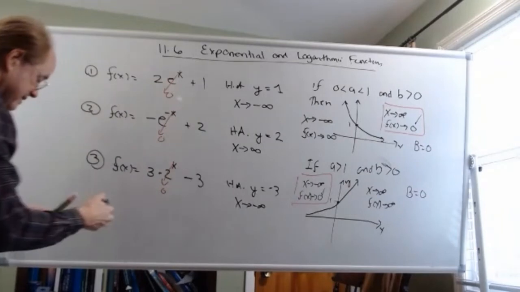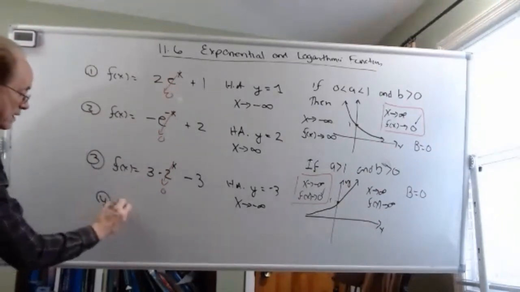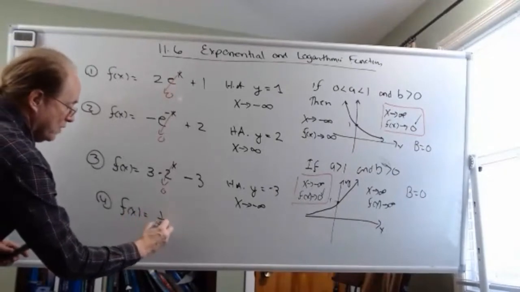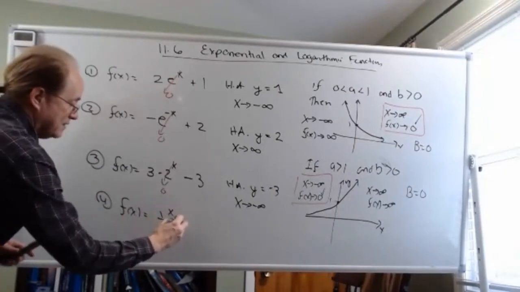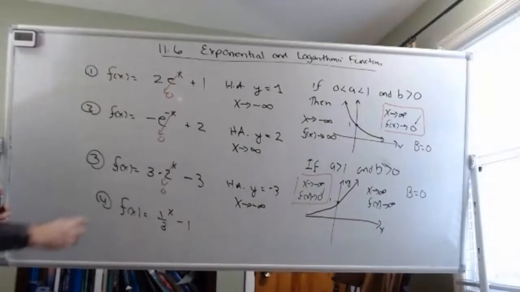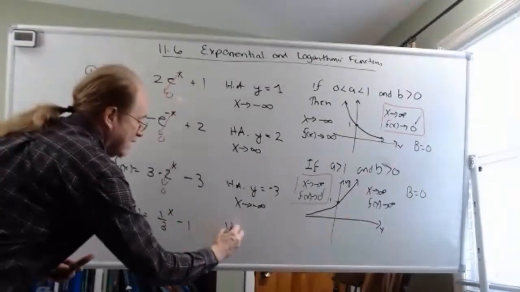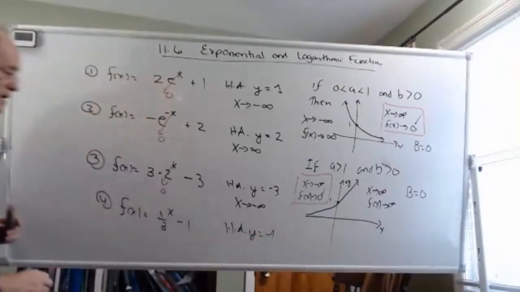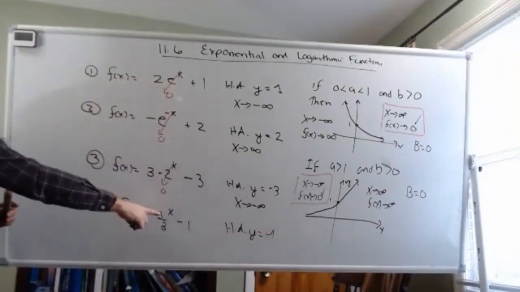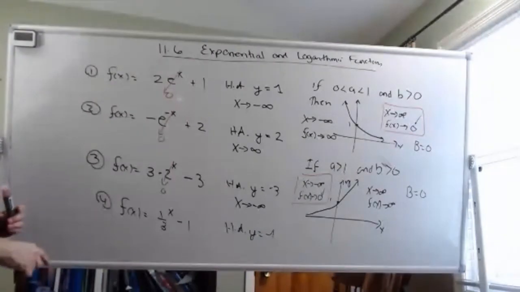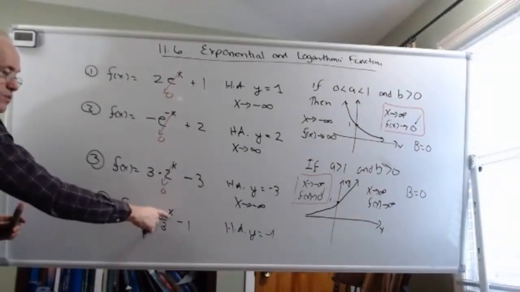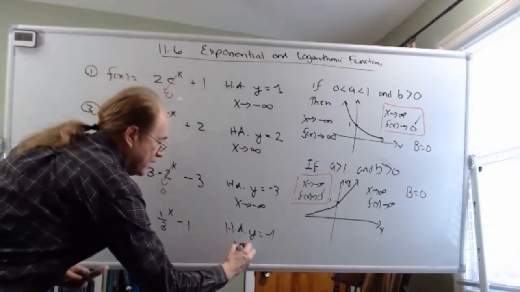Now, if I had something slightly different, say this, f of x is equal to 1/3 to the x minus 1, well, I'm correct in stating that the horizontal asymptote is y equal to negative 1. But what does x have to go to, plus or minus infinity? Well, since this is between 0 and 1, x goes to plus infinity for that to work out.